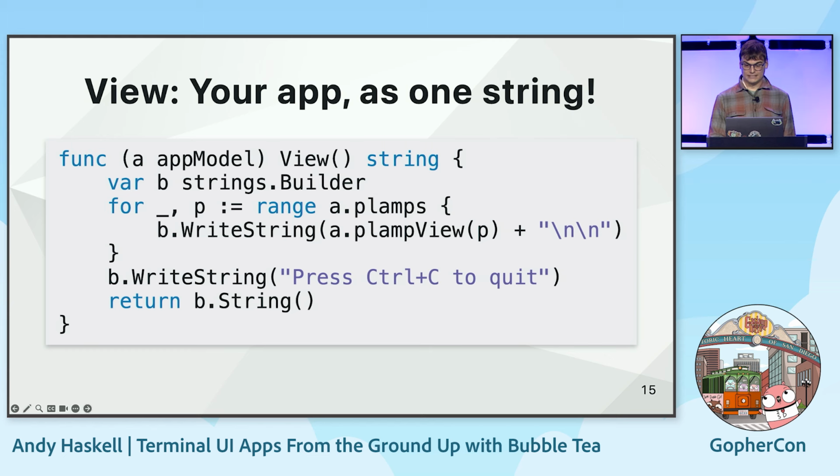In Bubble Tea, since our apps are in the terminal and each cell in a terminal is one character, the job of the view method is to return one big string to represent the app. So since we're rendering a list of plants, we're going to make a strings.Builder, and then in a for loop, we add a block of text about each plant, and then separate that by 2 new lines, and finally have a line that says, press Control-C to quit.